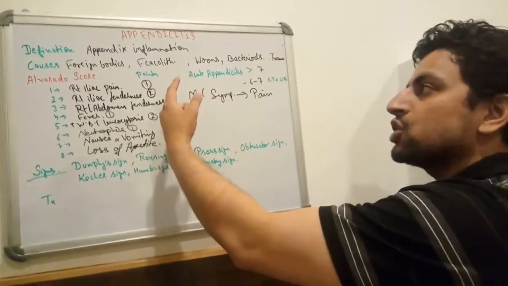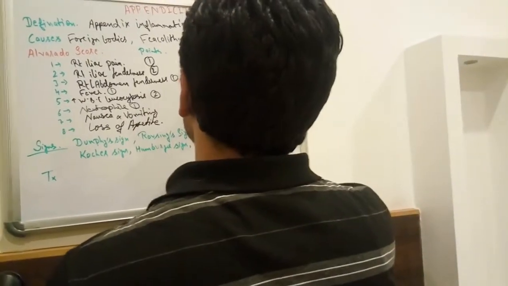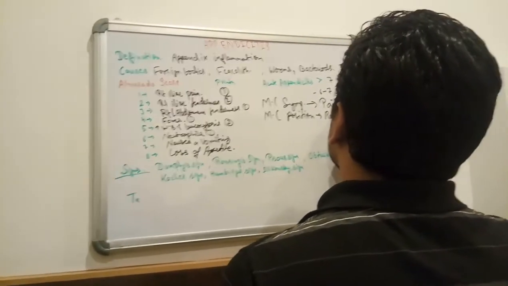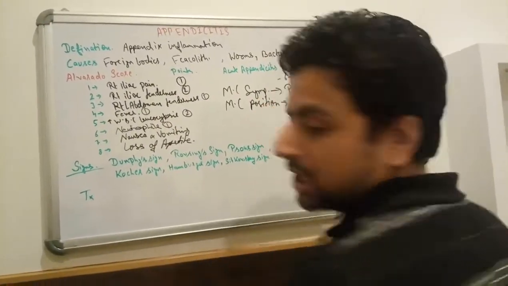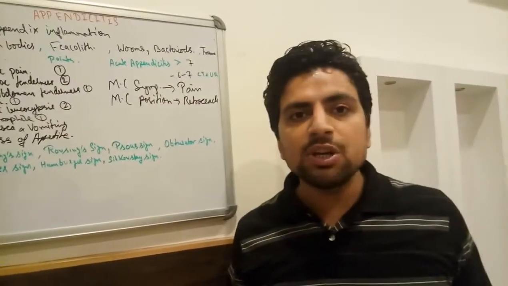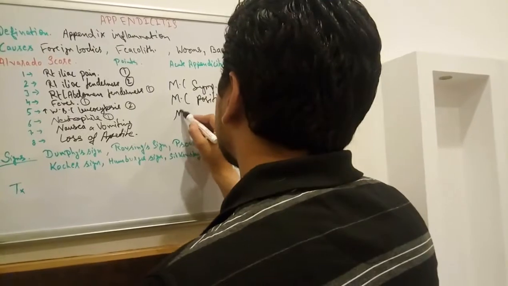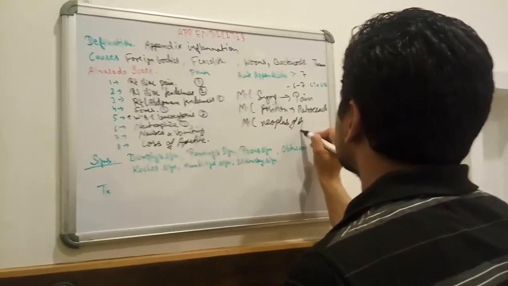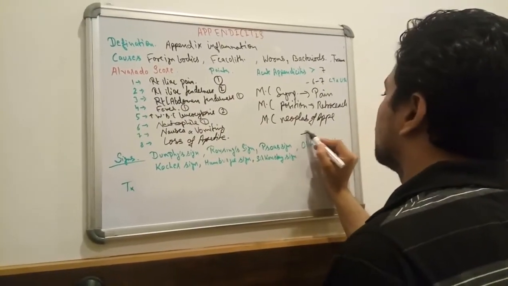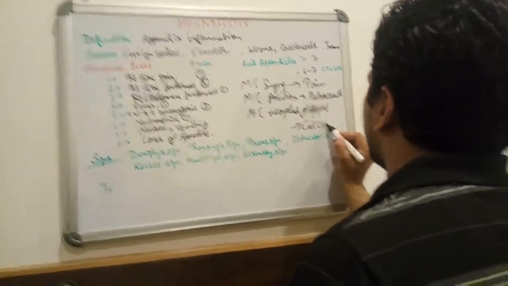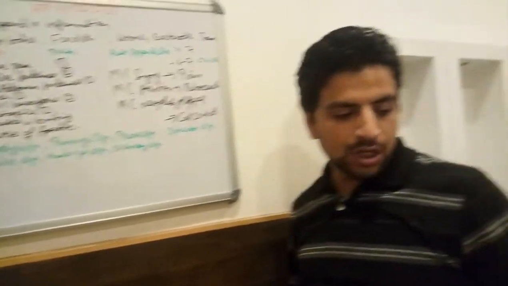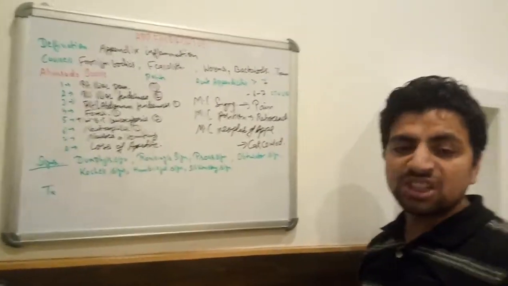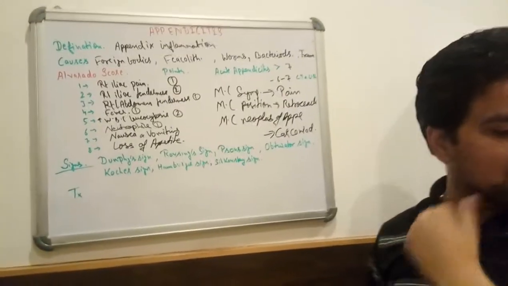What is the most common position of appendix? Most common position is retrocecal, R-E-T-R-O-C-E-C-A-L. Retrocecal, my dear friends. Most common neoplasm of the appendix is carcinoid, C-A-R-C-I-N-O-I-D. Carcinoid. What is the most common bacteria which causes appendicitis? It is bacteroides. I already explained here. Bacteroides.